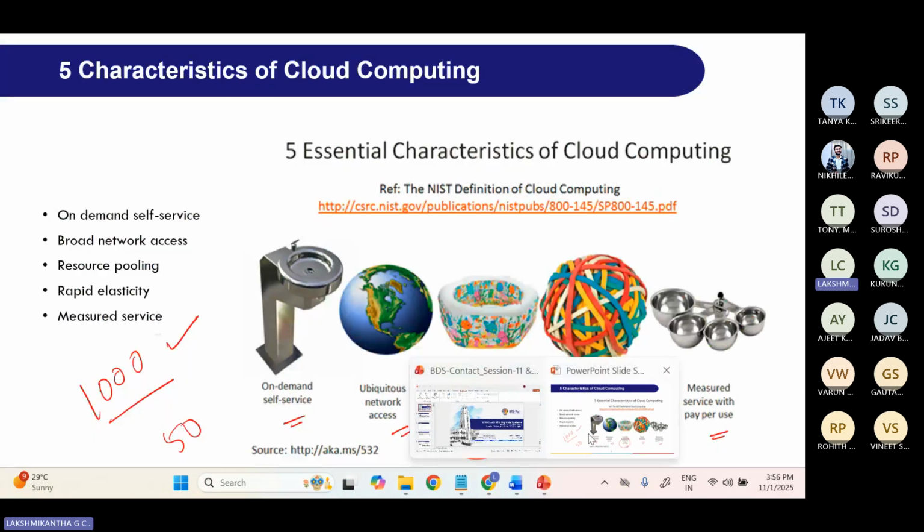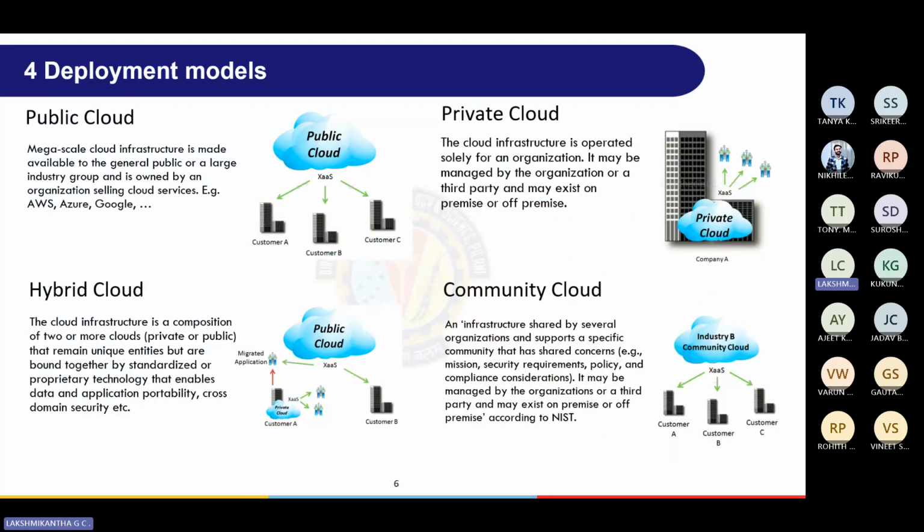Okay, guys, now I'm moving to the next slide. See, 4 deployment models. My dear friends, the 4 in the 3 to 4 rule refers to the different ways cloud infrastructure can be deployed. Okay, what are those, guys?